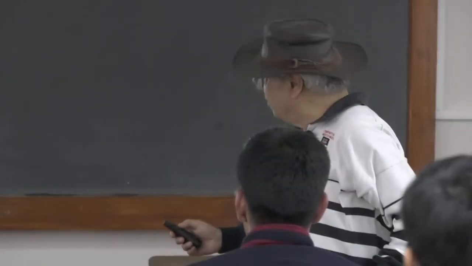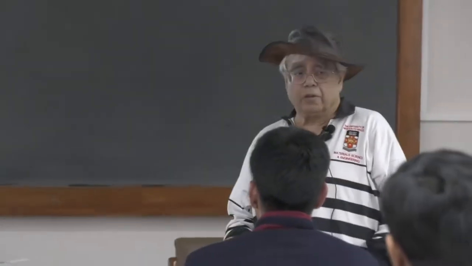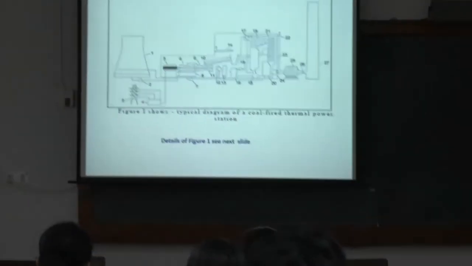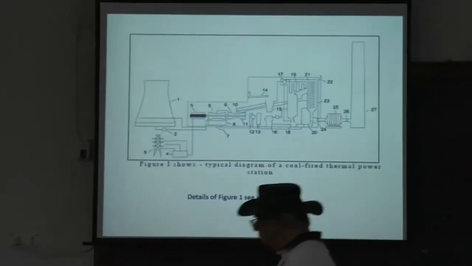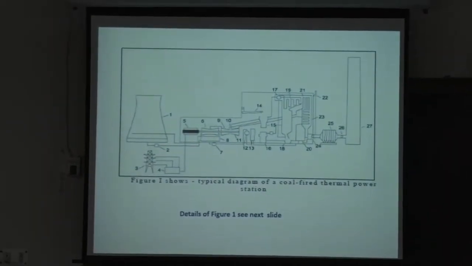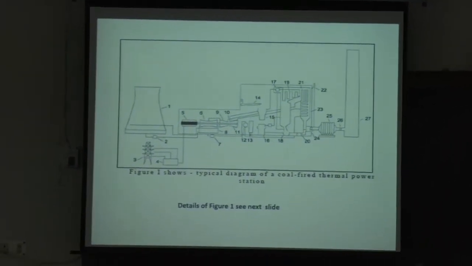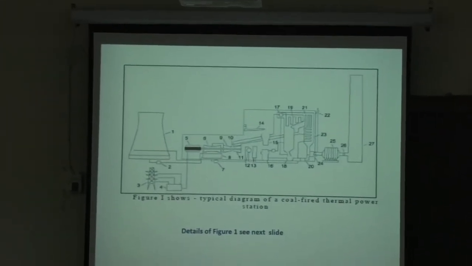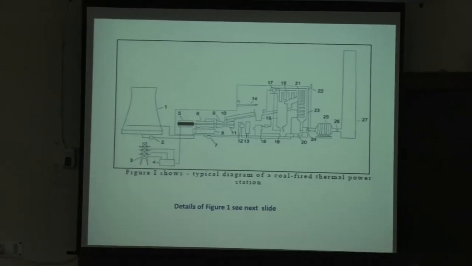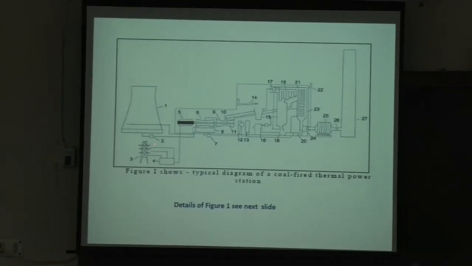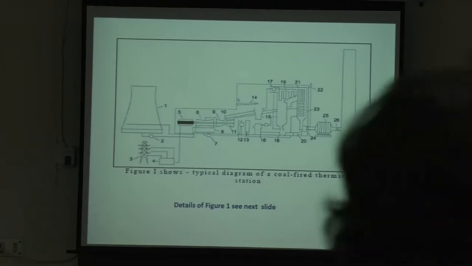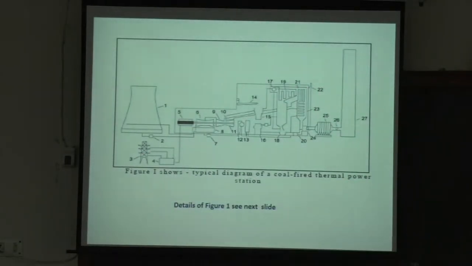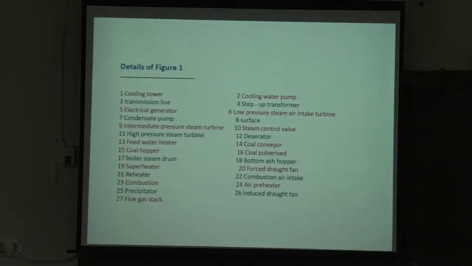Fly ash recycling, the next one. We'll go a bit quickly through this because these are very broad things. This is a typical diagram of a coal fire thermal power station. Details are given in the next slide. So you have 1, 2, 3, 4, 5, 6, 7, 8, 9, 10, up to 27. One is the cooling tower. Then two is the cooling water pump, all these things there.